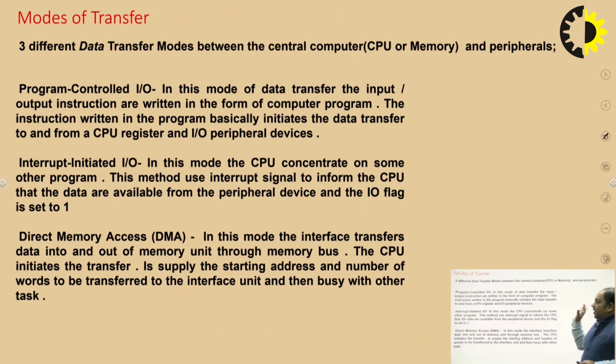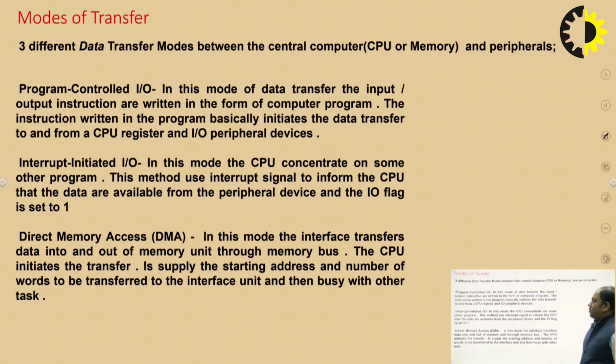Now come the three modes of transfer. The first mode of transfer is program controlled input output transfer. Another is interrupt initiated input output transfer, and the third is direct memory access. So what are these modes of transfer basically? These modes of transfer are basically for setting up communication between the peripheral devices and the input output units.